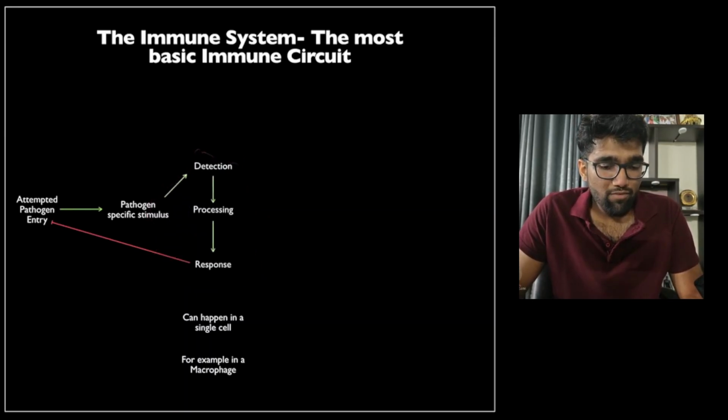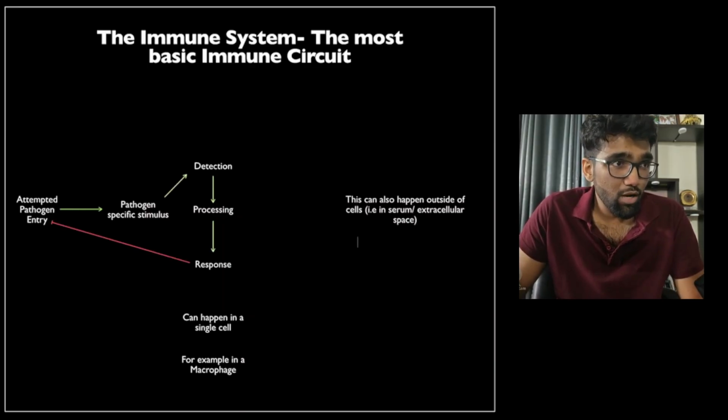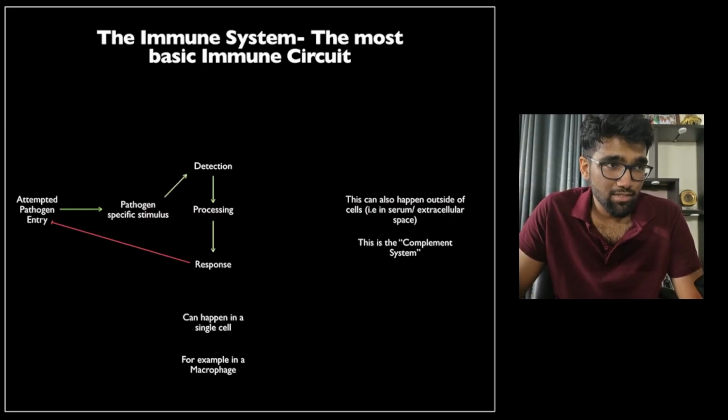Now here we don't have to talk about cell-cell interactions. However, this can also happen when the responses are outside of cells. That is, there is no cell involved, and this is happening purely within the serum or within the blood. An example of that is when the complement system detects a certain pathogen and then creates a response, and we'll be talking about the complement system subsequently. So this is the most basic circuit, very simple thing, nothing very complicated.